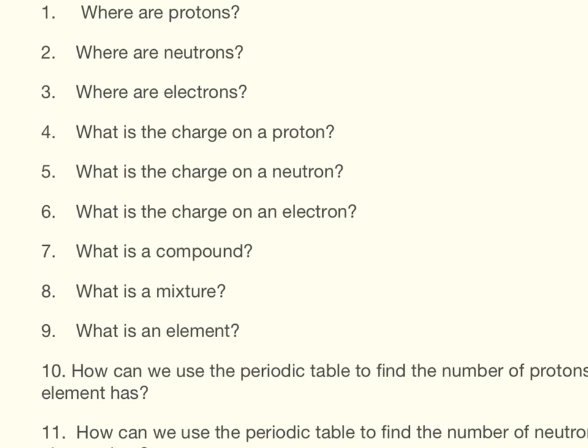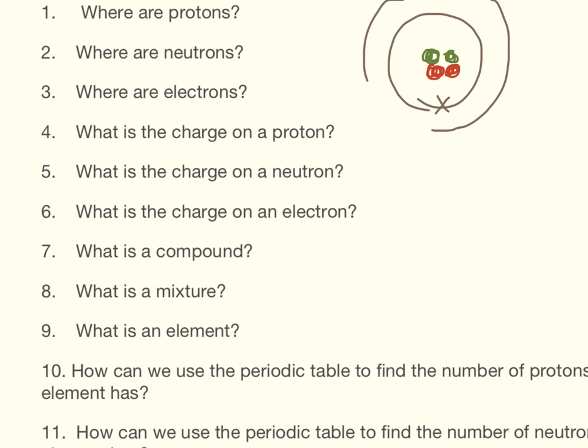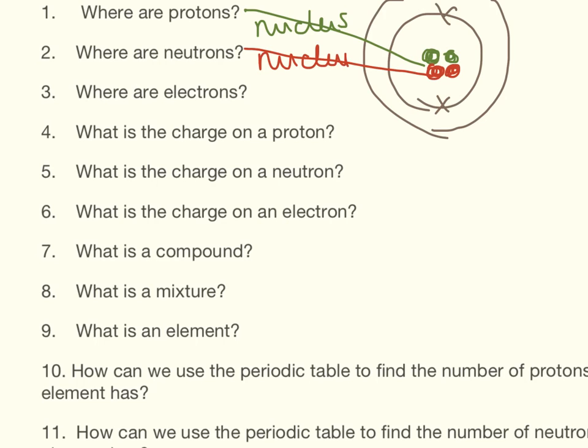So for the first question, I'm going to draw you a little picture because in the nucleus we have protons and neutrons, and then around the outside we have electrons. So protons are in the nucleus, neutrons are in the nucleus, and electrons are in the shells, and these are on the outside. The charge on a proton is +1, on a neutron is 0, and an electron is -1.